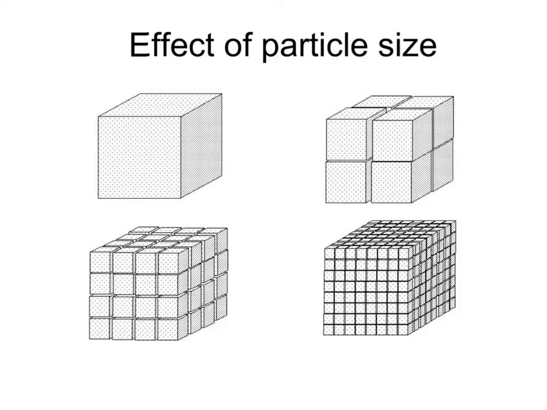This tutorial is all about the effect of particle size of a solid on the rate of reaction. Many chemical reactions involve the reaction of a solid with a solution, and as you can see here, if the same amount of solid is broken up into smaller pieces, there is an increase in the surface area of the solid. Many more particles are now available to react with a solution, and therefore you'd expect the rate of reaction to increase.